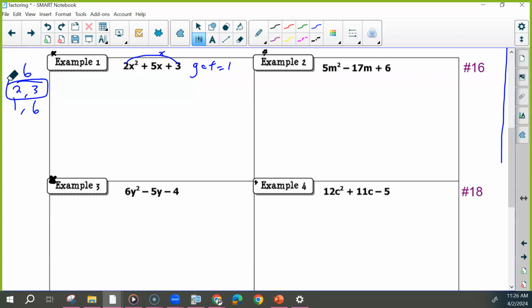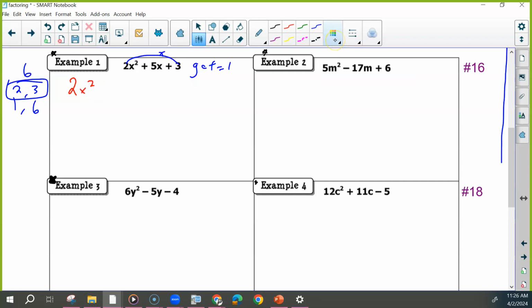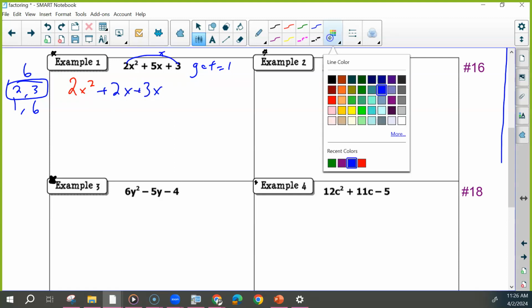The first and the last stay the same. So we'd have 2x squared. And then the 2 new numbers we just found. It does not matter which one you put where. You can use the 2 first or the 3 first. I'm going to just do it in the order. So 2x plus 3x. And then the last term, plus 3.